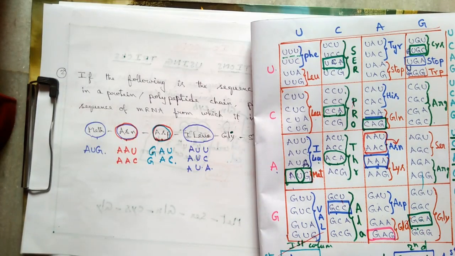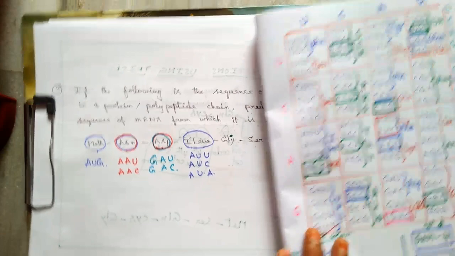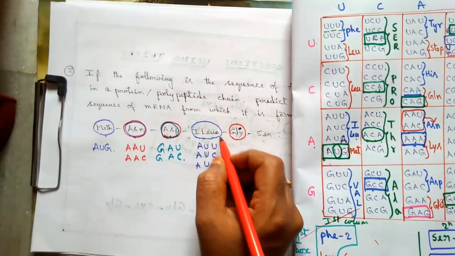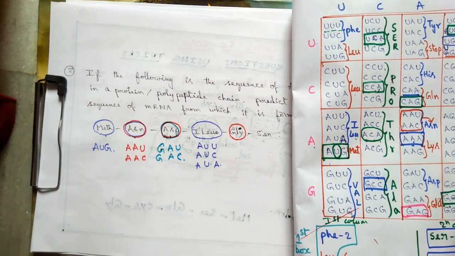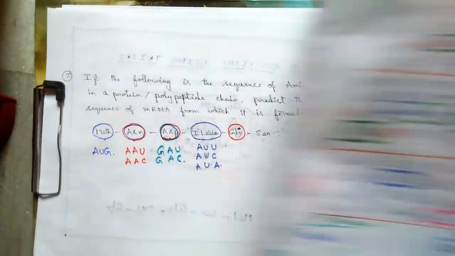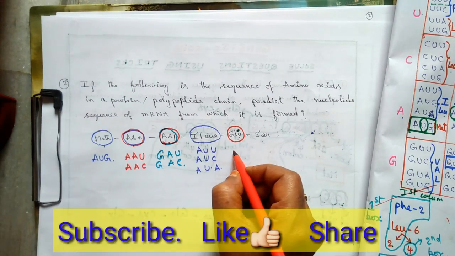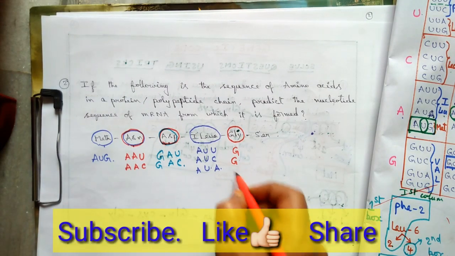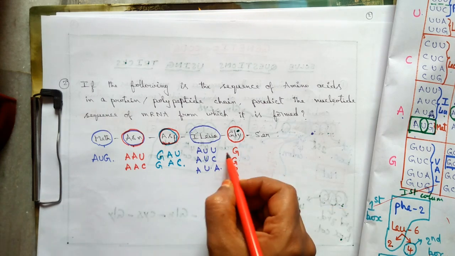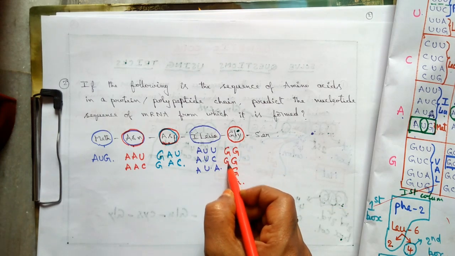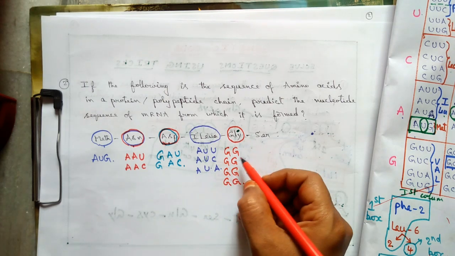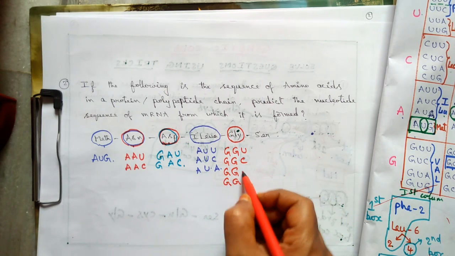Next, coming to glycine. Glycine is coded by 4 codons. That is the last box of the fourth column. For the fourth column, we write G as the center base. For the last box, again G as the first base. Now all the 4 codons have the last base U, C, A, G.